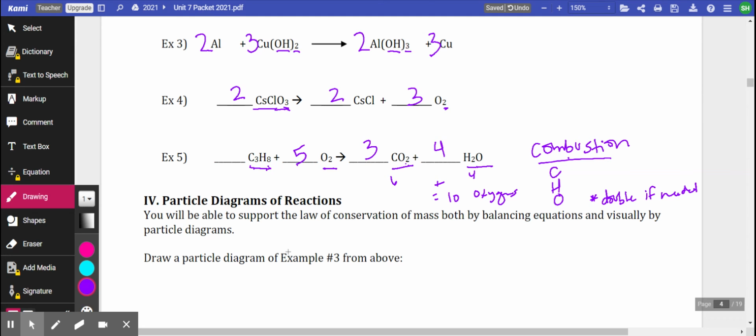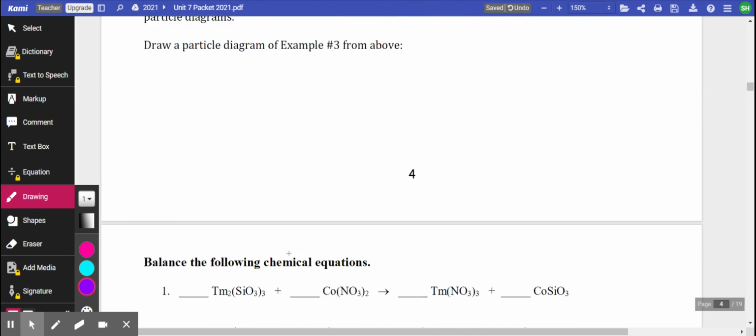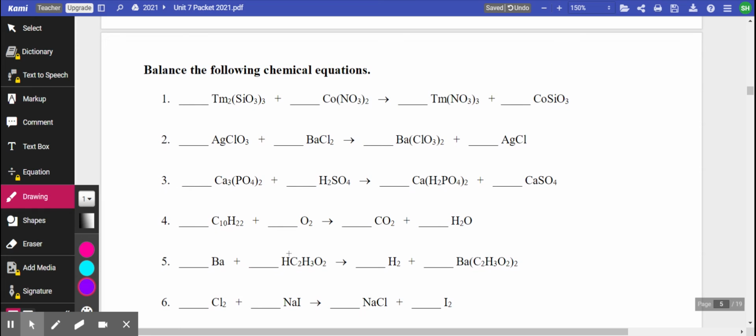So we're actually going to hold off on doing particle diagrams right now, but let's go ahead to page 5. This is going to be your practice with this assignment. I'm going to work through a couple of problems to help you get started, and then you'll be on your own after that. So number 1 is a great example of where we have actually 2 polyatomic ions that we can get balanced first. So the first one I'm going to look at is I've got silicate and I also have nitrate.